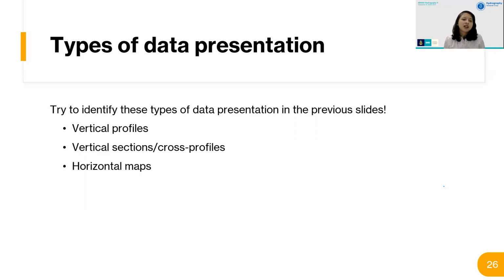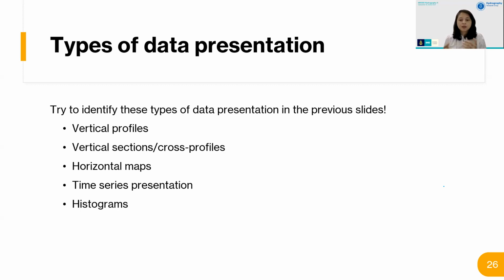And then horizontal maps, which ones are horizontal maps? So you've got the cross profile and then you've got your horizontal map. And then which ones are time series presentation, because there's quite a lot of ways to present time series. And then which ones are histograms. Okay, so try to identify these types of data presentation from my previous slides.